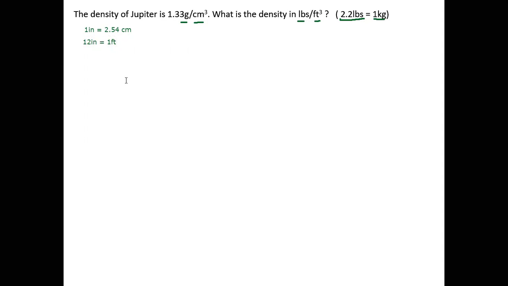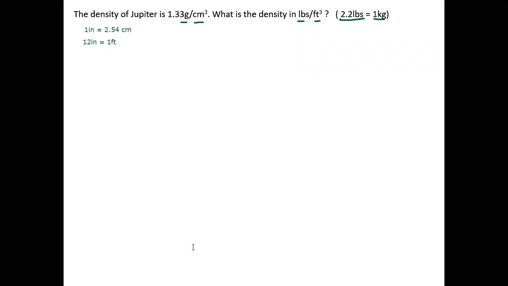Because we want to go from grams to pounds, it gives us the pounds to kilograms conversion. And we want to go from centimeters cubed to feet cubed, and to go from metric to English, we want to use inch to centimeter. So we need to somehow get to inches first: from centimeters we can get to inches, but then we need to get to feet.